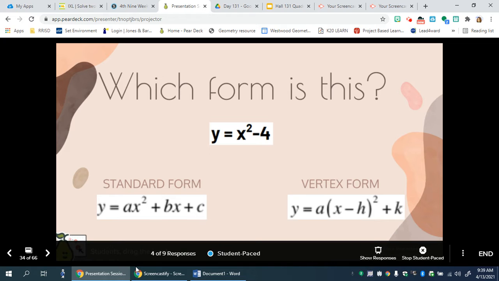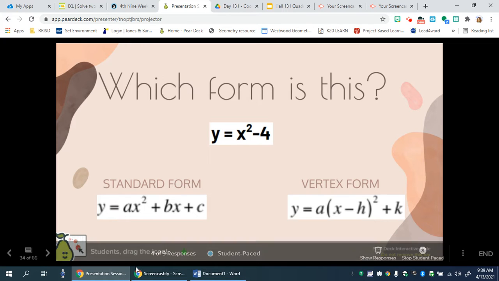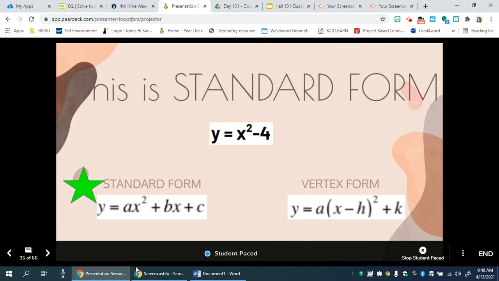So now that we have this equation, which form is it in? Pause the video and see if you can figure it out. So we talked about it last class. The big visual difference between standard form and vertex form is this squared. In standard form, only the x is being squared. In vertex form, you have this h inside the parentheses that's also being squared. So if you have parentheses where multiple things are being squared, that will typically be in vertex form. If just the x is being squared like it is here, this is standard form.